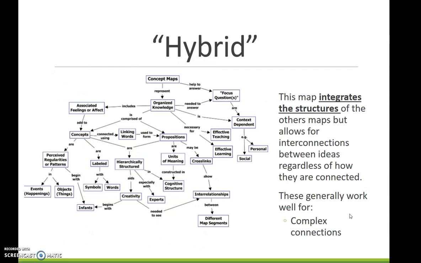And a hybrid map is any and all of the previous structures just integrated into kind of a crazy map. It just allows for interconnections and processes and all sorts of things to be included, and it's really helpful for complex connections that can't be only hierarchical or only systems or only spider, and that way you have a lot of options when you look at a hybrid map.